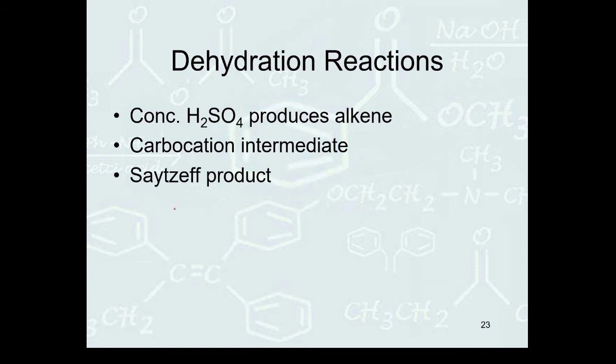Now, a Zaitsev product, that term means that you'll have a major product that has the most substituted alkene to it. All right, and what I mean by that is the following. Let's say, come on, draw. I have, okay, something like this.